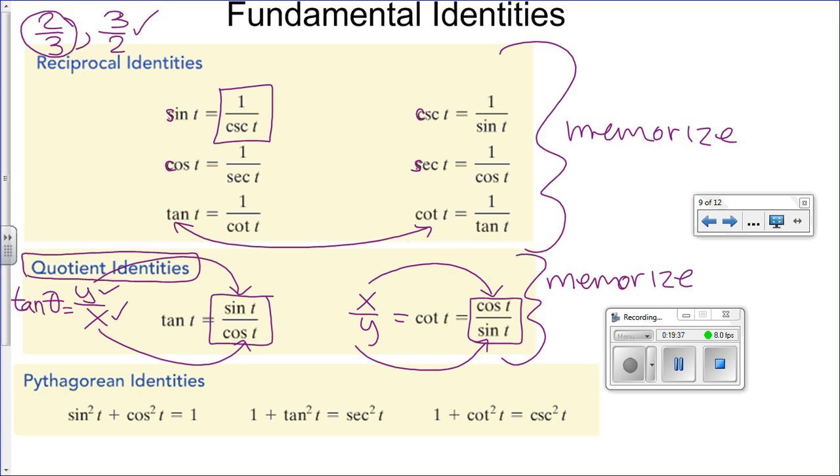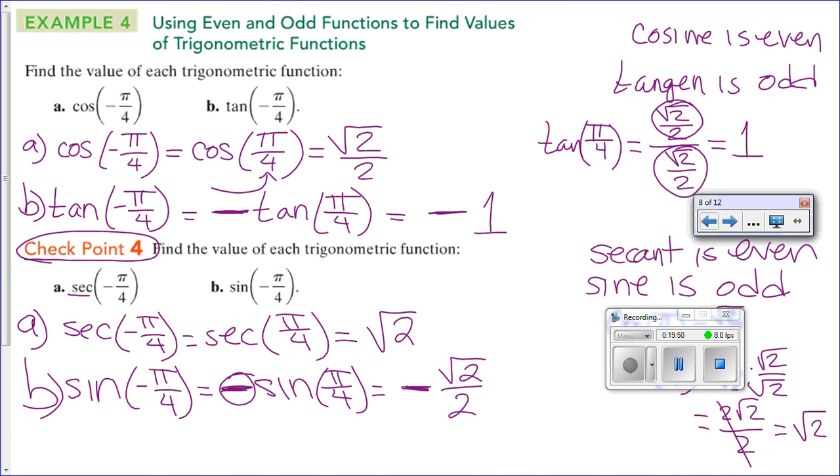Now, remember how I told you I'm going to show you why tangent is odd in a minute, right? So let me go back to that one. Now that we have this identity, that's what I'm going to use to show you why tangent is odd. Did I say even? Odd. Tangent is odd.